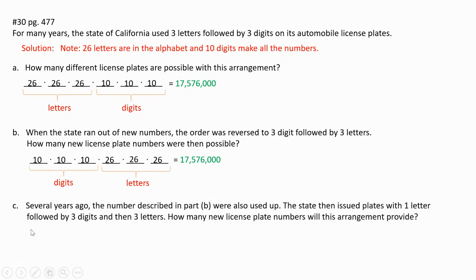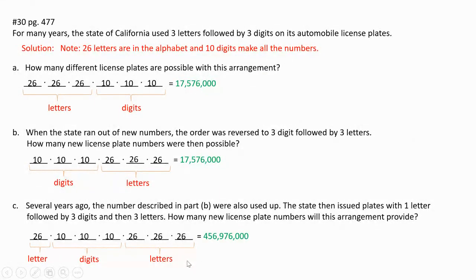Now for C. Several years ago, the numbers described in part B were also all used up. The state then issued plates with 1 letter followed by 3 digits and 3 letters. How many new license plates numbers will this arrangement provide? So this is 1 letter followed by the 3 digits and then followed by the 3 letters. So it'll be 26 times 10 times 10 times 10 times 26 times 26 times 26. Multiply them out. We're going to get something like 456,976,000.